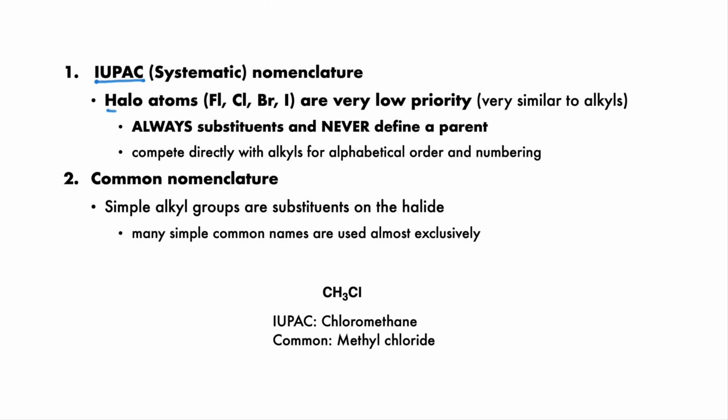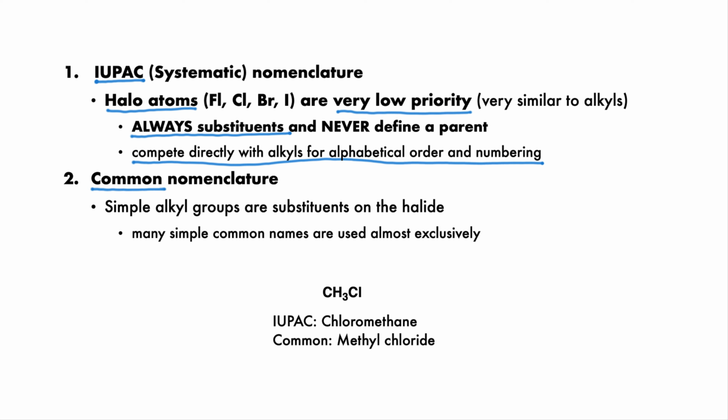In IUPAC nomenclature, a halo group has very low priority. It is always a substituent. It never defines a parent. It is usually considered to be of identical priority to an alkyl group, and they compete directly for alphabetical order and numbering.